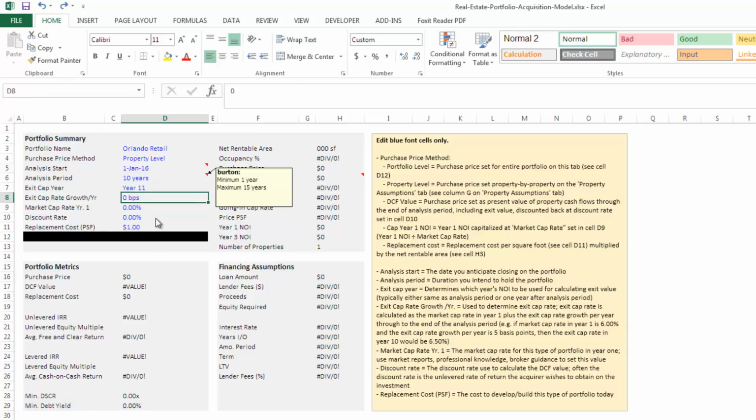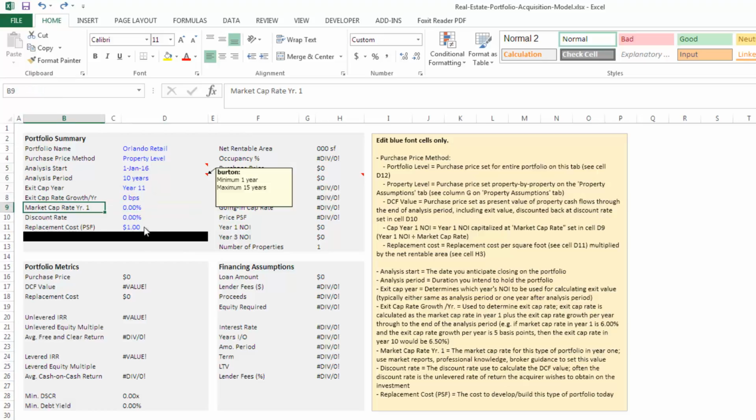Then we have an exit cap rate growth per year. Now, how I determine the terminal or the exit cap rate that I use is I take my year 1 market cap rate. Think of it, if this is a stabilized asset, as my going in cap rate. And then I'm going to add a certain number of basis points to that cap rate each year so that at the end of the analysis period, I've grown my going in or my market cap rate in year 1 by a certain number of basis points, and that's my exit cap. You can adjust this around some, but that's how I do it.